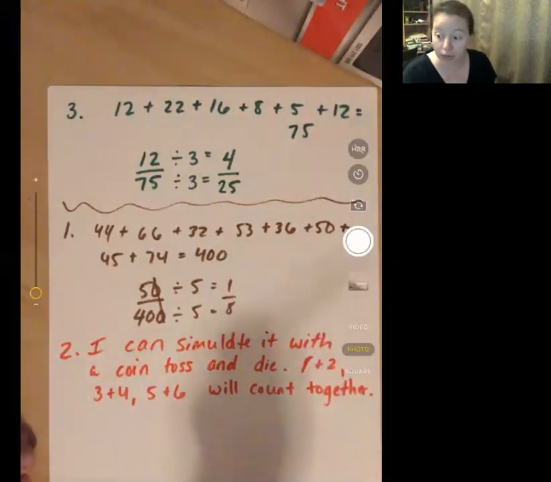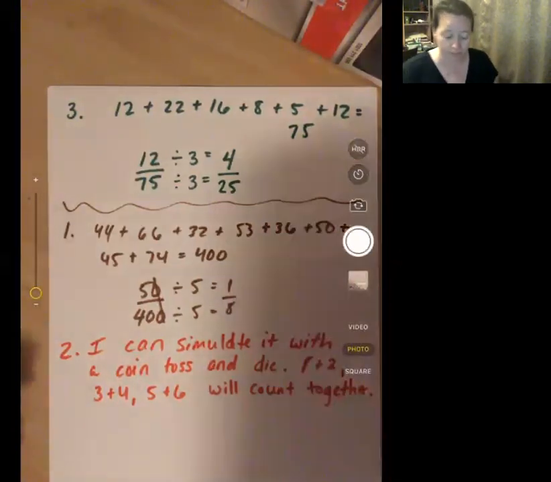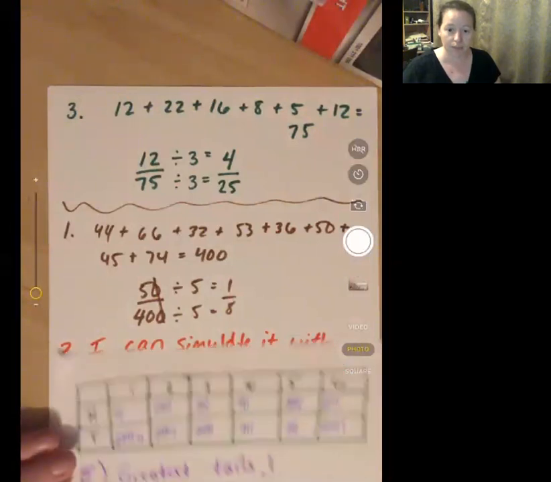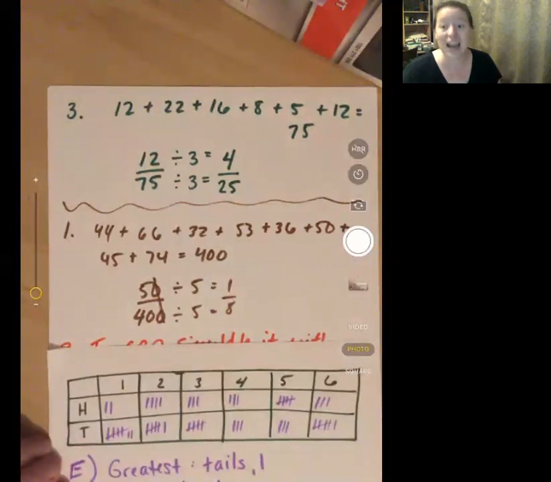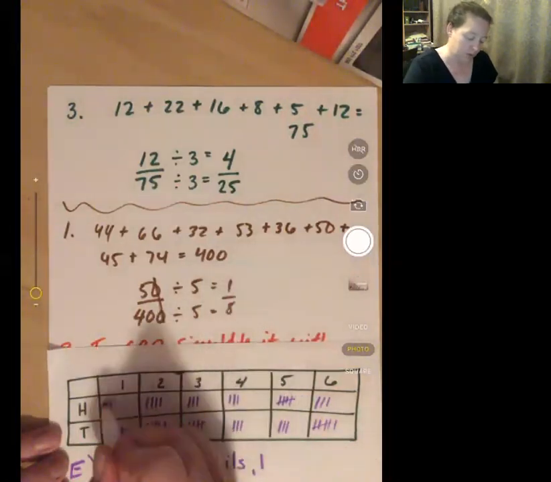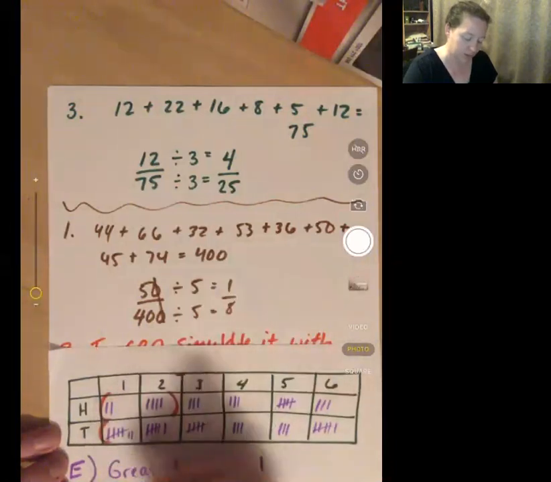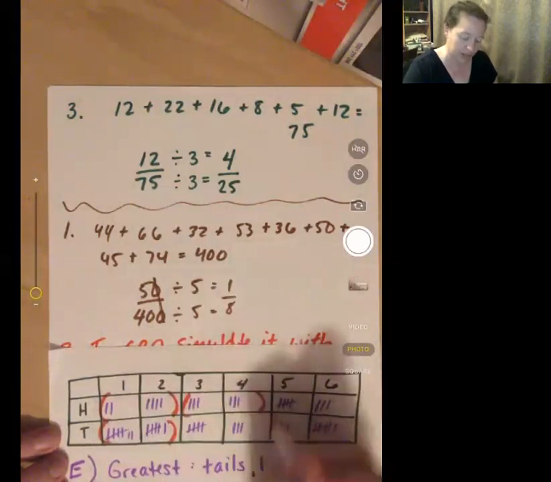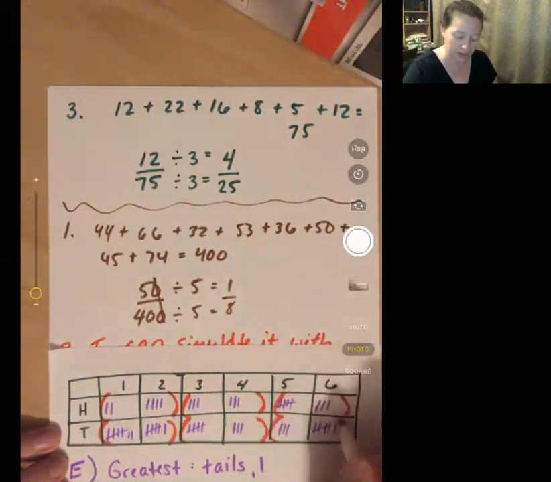Now, remember, I used that on the previous one. Remember that one, that tally chart right there? I'm just going to use that again. I'm not making up a new one. So these ones are going to go together, and these, and these, and these.